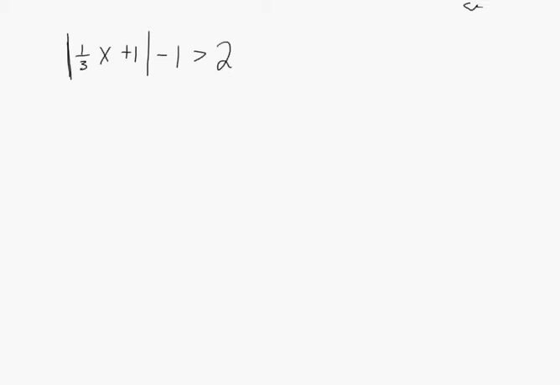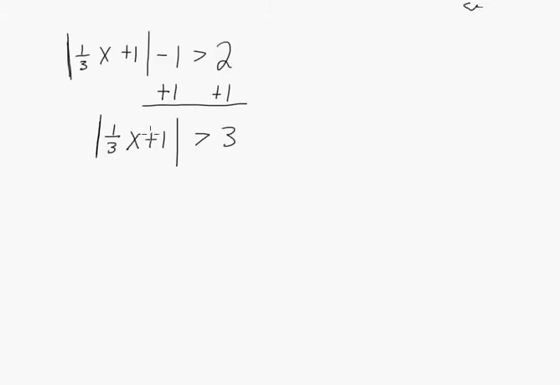In this video I'm going to be solving this absolute value inequality. It's the absolute value of 1/3 x plus 1, minus 1, is greater than 2. So the first thing I need to do is isolate this absolute value by adding 1 to both sides. That leaves me with the absolute value of 1/3 x plus 1 is greater than 3.